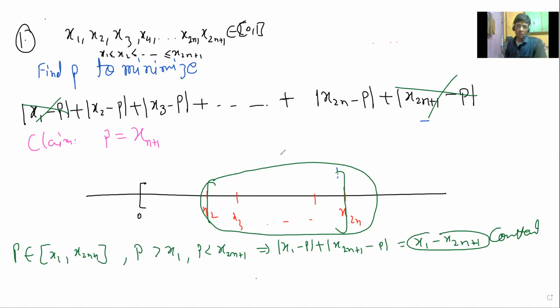Note that there are an odd number of points between x2 and x2n, both included. So you can repeat the same thing. Again, you can say that p has to be inside x2 and x2n, and so on and so on. Eventually you will get p equal to the midpoint.